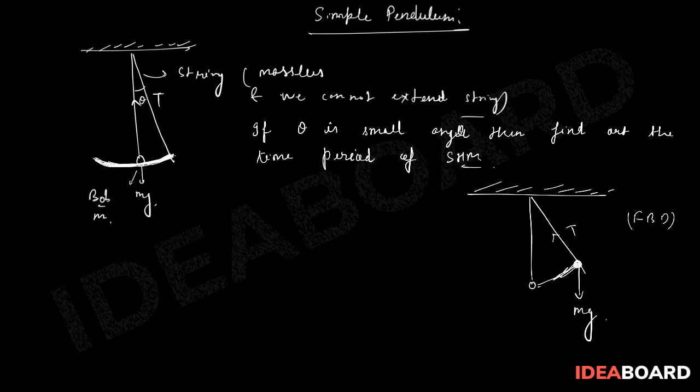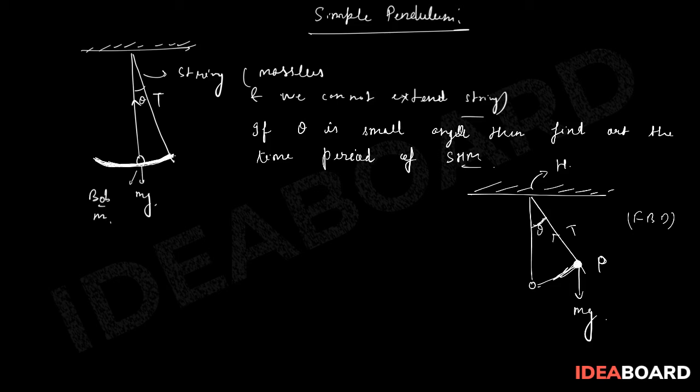There will be tension in this string at that moment, up to the maximum height the bob can reach. So if you draw the FBD, what is happening here at this moment when the bob is at point P? What is the amount of restoring torque about the point H?